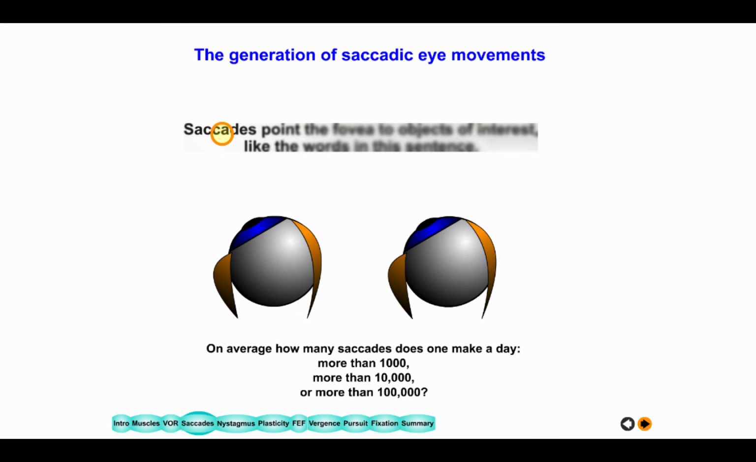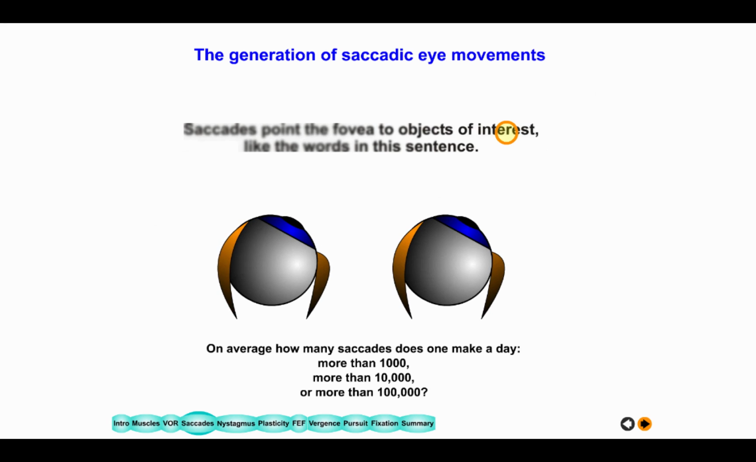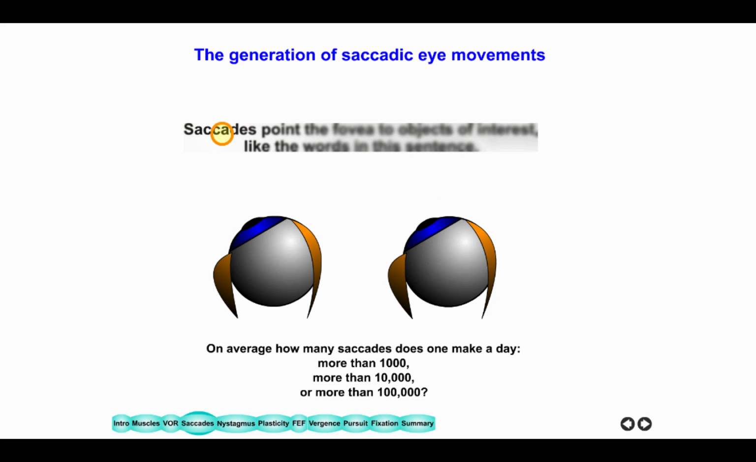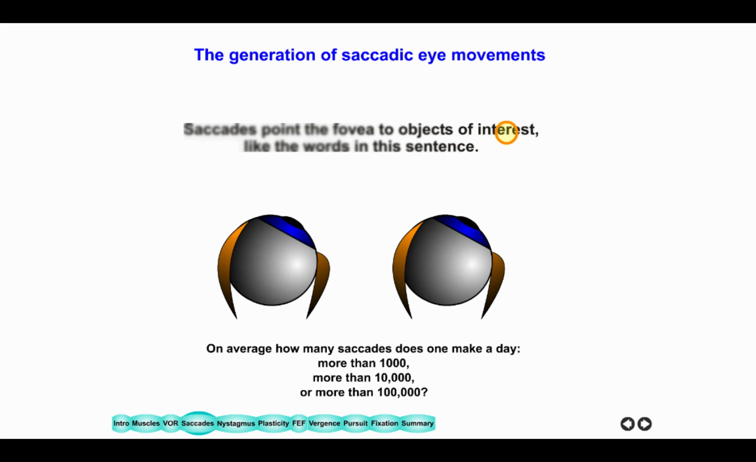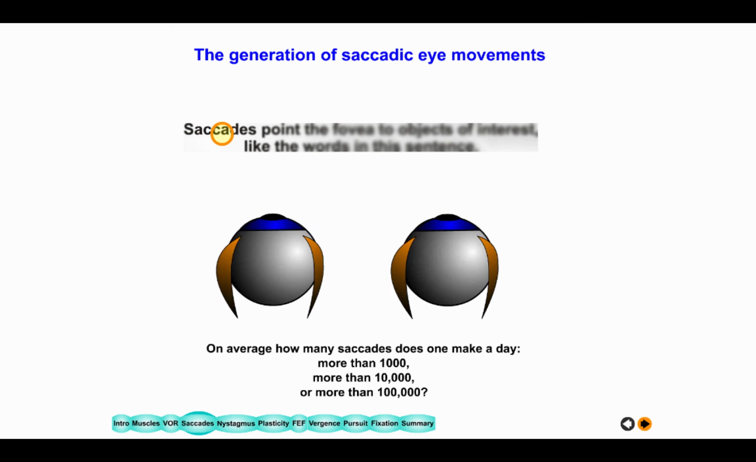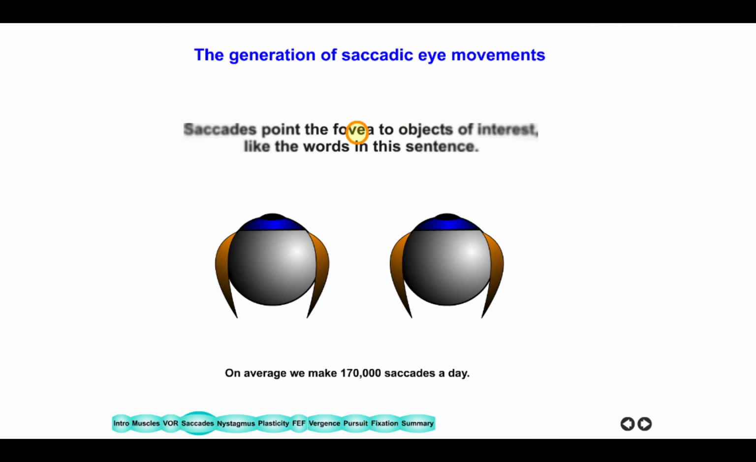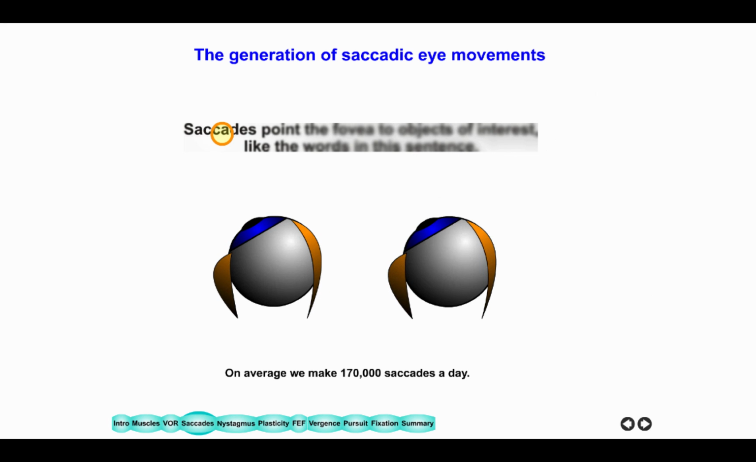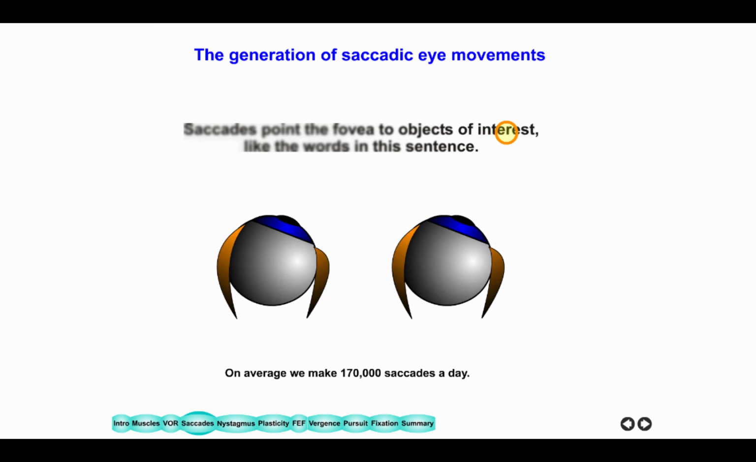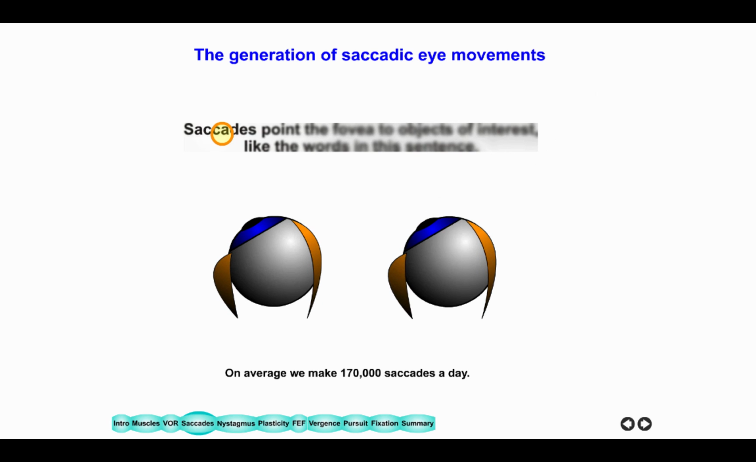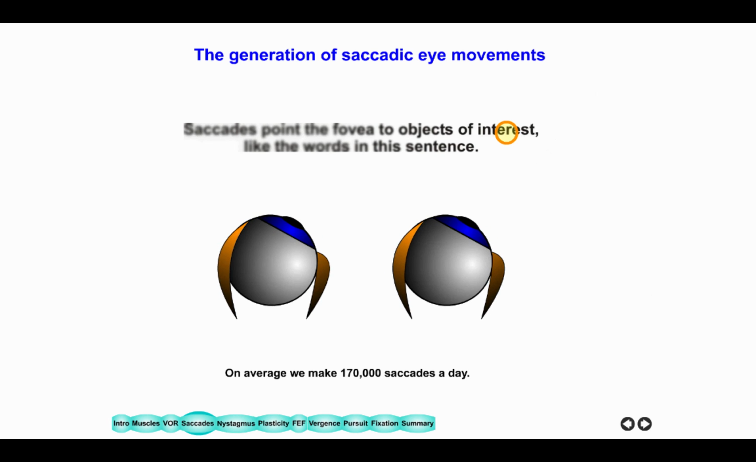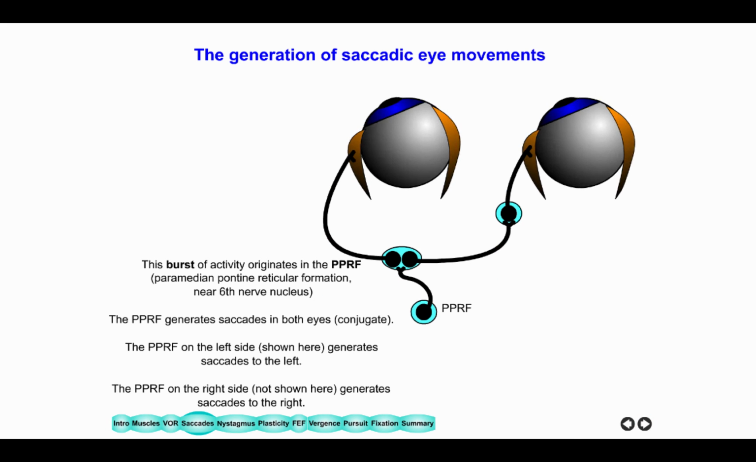So how many times do you think, on average, you make a saccade? In a day? 1,000? 10,000? 100,000? I think 100,000 is a little under, but pretty close. So it's amazing. I don't think you make that many steps a day. So you largely do it unconsciously, because you're doing things like reading and looking around the environment in which you are. And so you do that every time you make these saccades.